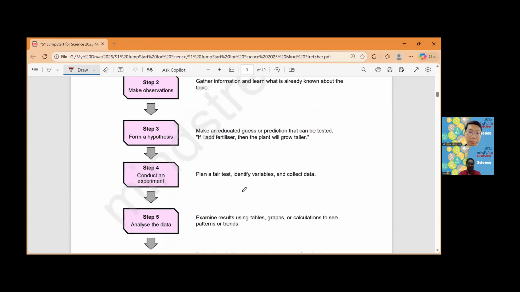So you can make a hypothesis. Now we are at step 3. You make a hypothesis. Now you should already know what hypothesis is, tested for PSLE. So hypothesis is an educated guess or prediction of your experiment. Let's say for example, you make a hypothesis: if I add the fertilizer, then the plant will grow taller. That is your hypothesis. With this hypothesis, you go on to test whether your hypothesis is true or not.